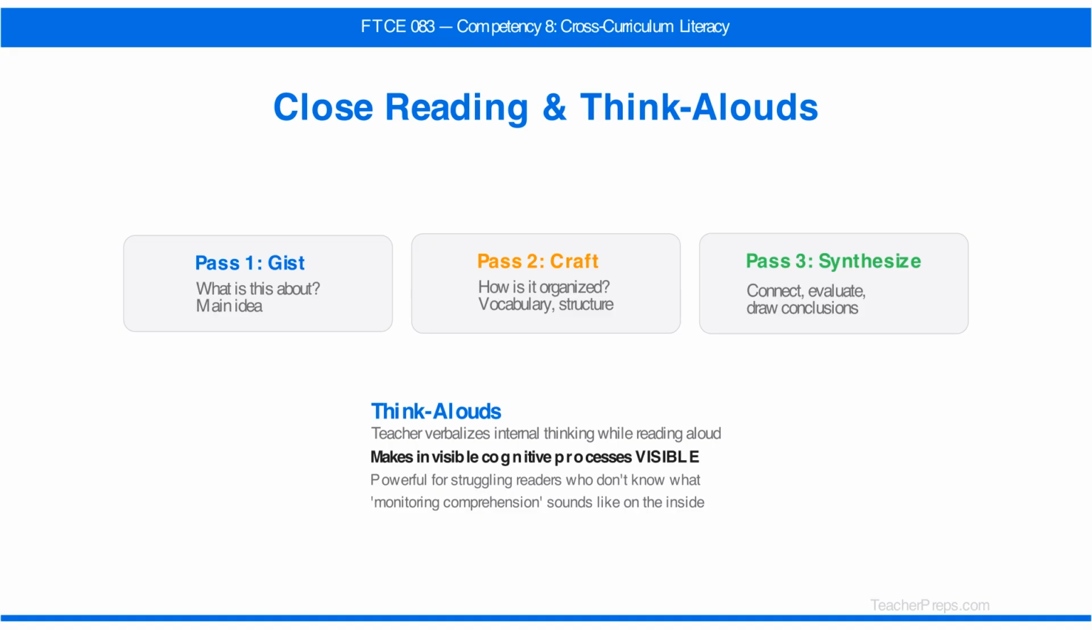Now let's discuss think-alouds. A think-aloud is when the teacher reads a text aloud and verbalizes their internal thinking process as they go. For example, this paragraph says the population tripled, so I'm going to reread this to make sure I understand the cause. Oh, it says immigration increased because of the new railroad, so that explains the population growth. Think-alouds make invisible cognitive processes visible. Students hear what skilled reading sounds like on the inside. This is especially powerful for struggling readers who don't know what it means to make a prediction or monitor comprehension because they've never heard anyone do it.